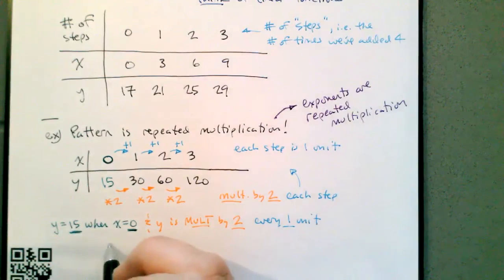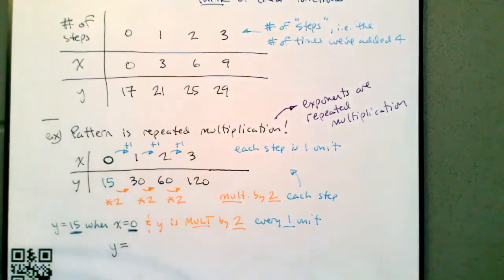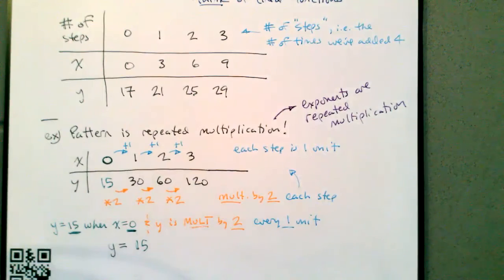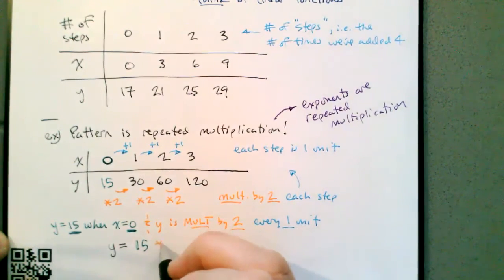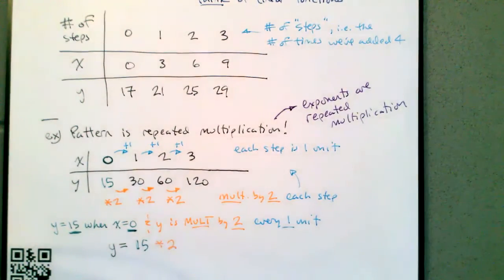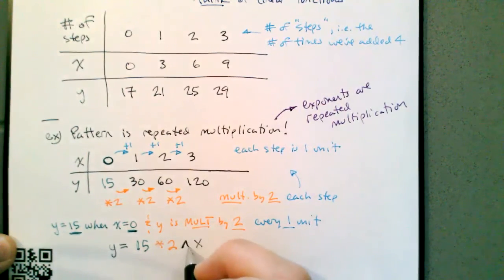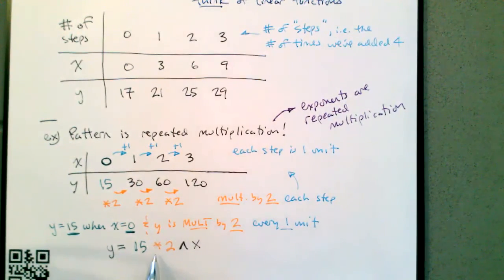So we'll say y is equal to 15 to start, and we're going to multiply by 2 a bunch of times. But to say multiplying by 2 a bunch of times, we use an exponent. So we'll say 2 to the x. Because repeated multiplication is an exponent. 15 times 2 to the x.